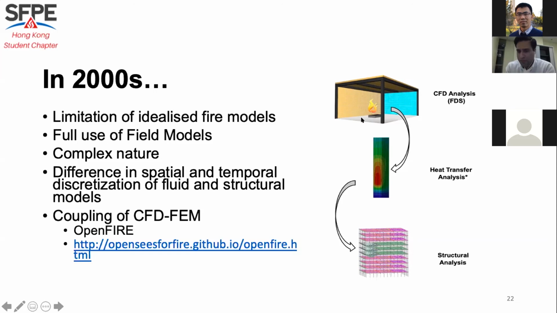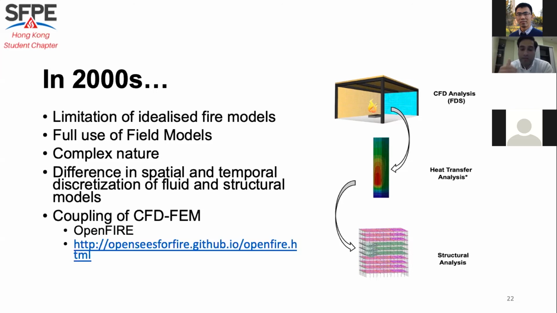If you are using a CFD model for the fluid domain, the rate of change of temperature in the fluid domain is much higher than the solid domains, because the gas phase temperature will be changing very fast, but in solid the temperature will change much slower. So temporal discretization is different.